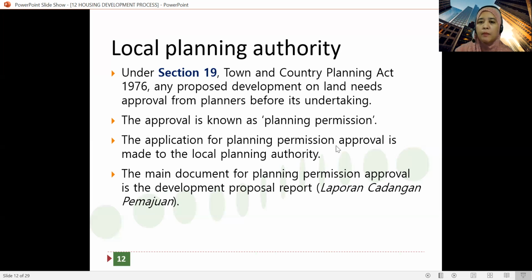An application for planning permission approval is made to the Local Planning Authority. Again, the Local Planning Authority is located within the local authority. And the main document for planning permission, macam mana cara nak submit tu?